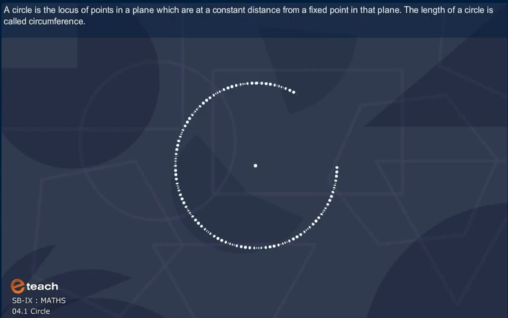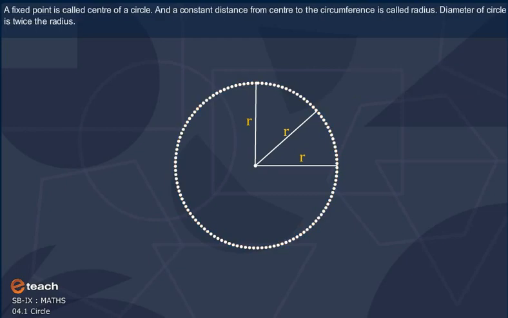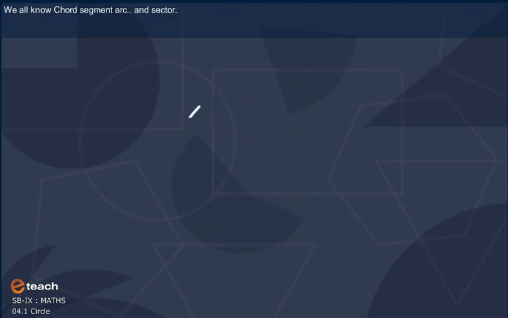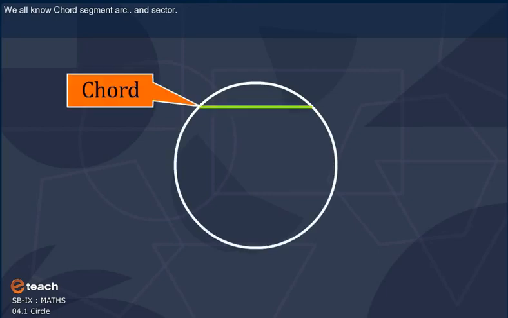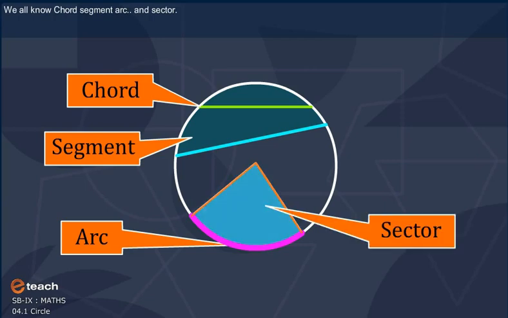A circle is the locus of points in a plane which are at a constant distance from a fixed point in that plane. The length of a circle is called circumference. The fixed point is called the center of a circle, and the constant distance from the center to the circumference is called radius. Diameter of a circle is twice the radius. We all know chord, segment, arc and sector.